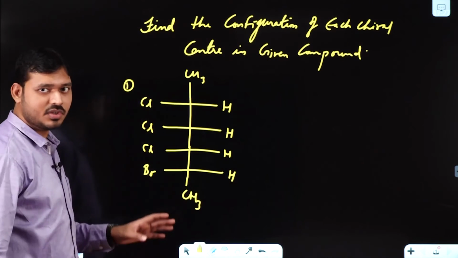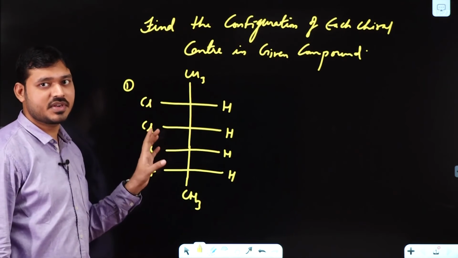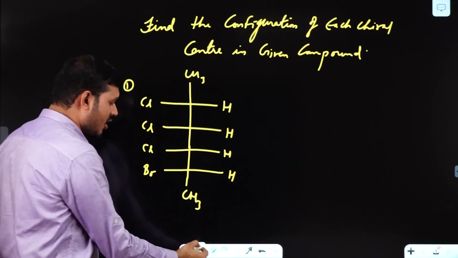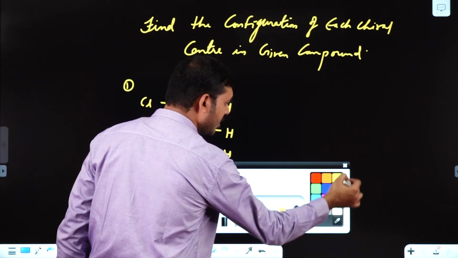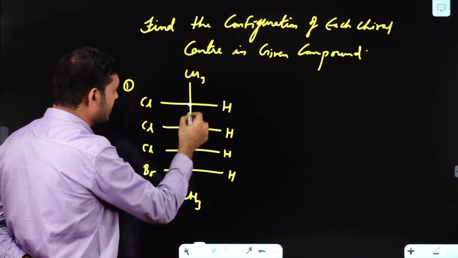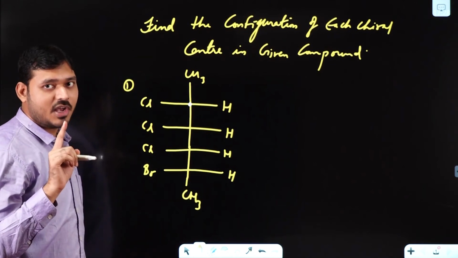Okay, so in this question, if in such questions you are asked to check the R/S configuration of each chiral center in the given compound, first you have to check how many chiral centers are present in this compound. So you can see with this carbon you have H, Cl, this and this group, so it is chiral. So first of all you have to do IUPAC naming.